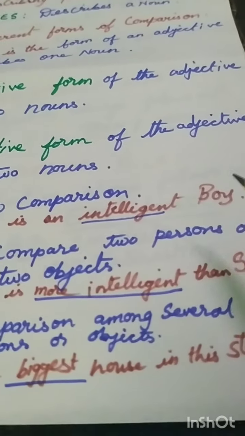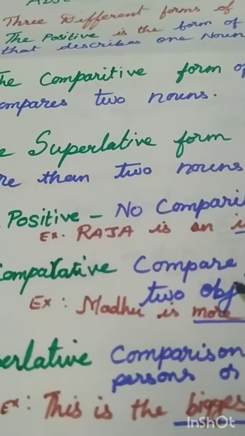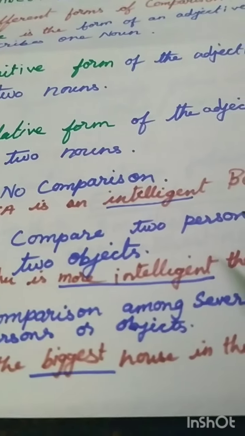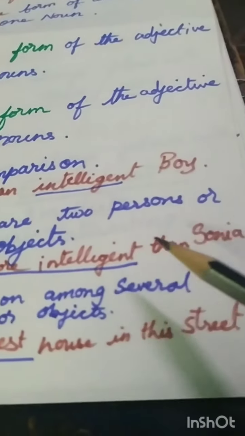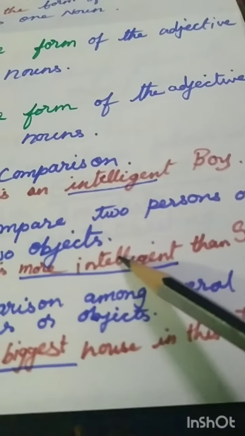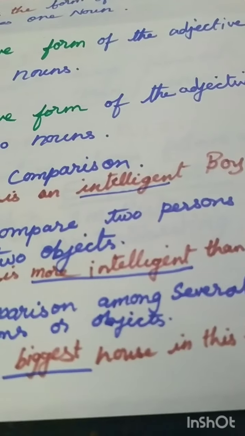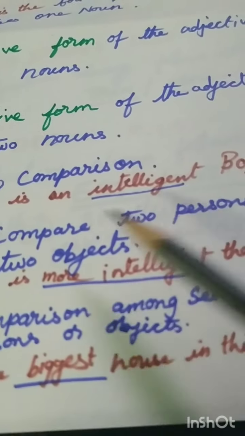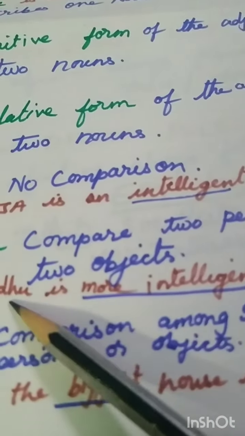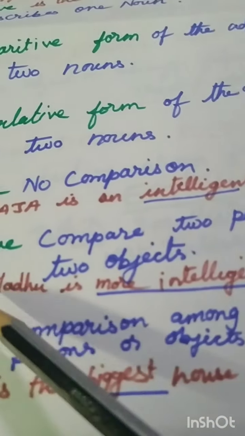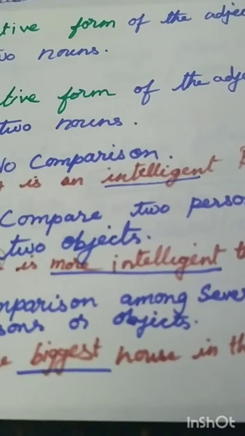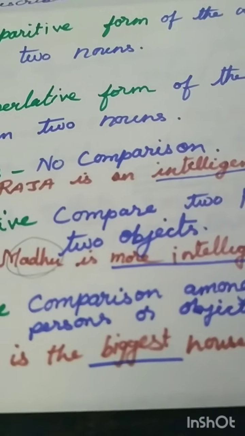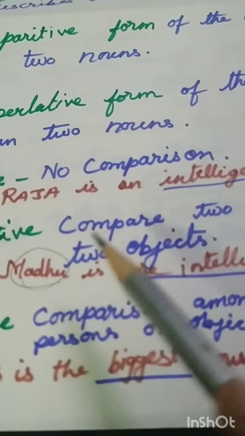Raja is an intelligent boy. Then comparative degree, when it comes to two persons only: Madhu is more intelligent than Sonia. That means Sonia is less intelligent than Madhu. That is, Madhu is more intelligent. Sonia is not so intelligent. So we are saying more about Madhu.